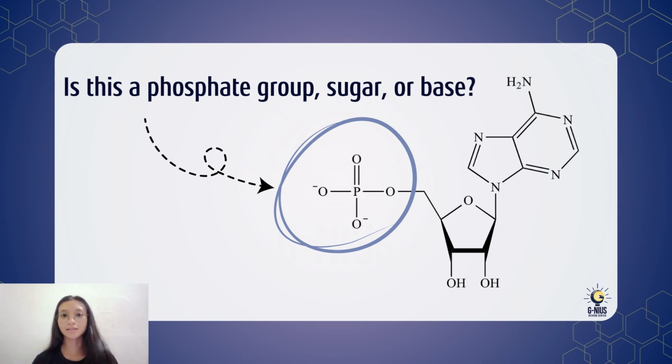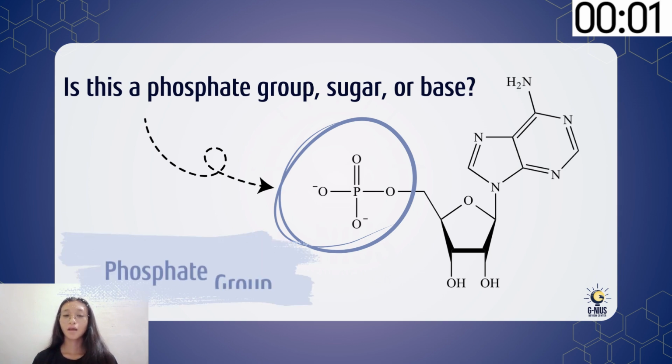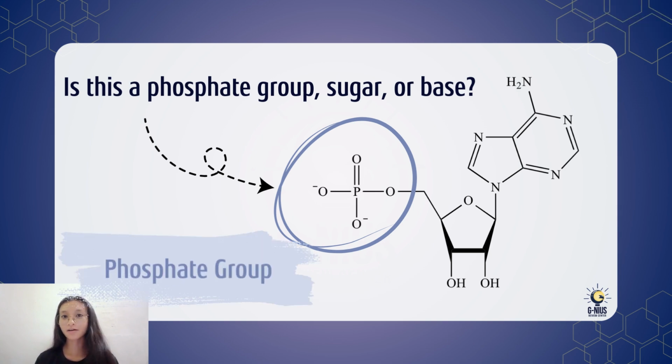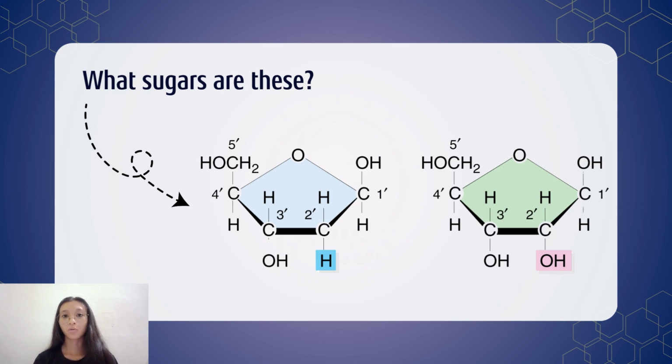So we have your first question. Is this a phosphate group, sugar, or a base? If you guessed phosphate group, then you are correct. Now let's go to our next question. What sugars are shown in the image below? So the left one is a deoxyribose, and the right one is a ribose sugar. Now to our next question.